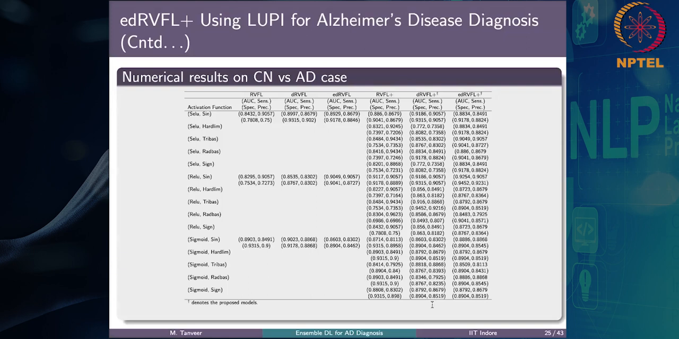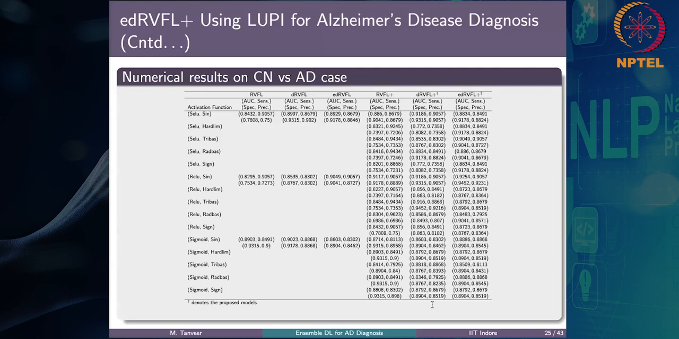So in here, we can see that we have considered RVFL variants, and we also have deep RVFL, EDRVFL, and the last three, the last one are proposed by us, that is deep RVFL plus and EDRVFL plus here in this plot, using this privilege information. And we can see that the first case is CN versus AD, meaning control normal with Alzheimer disease.